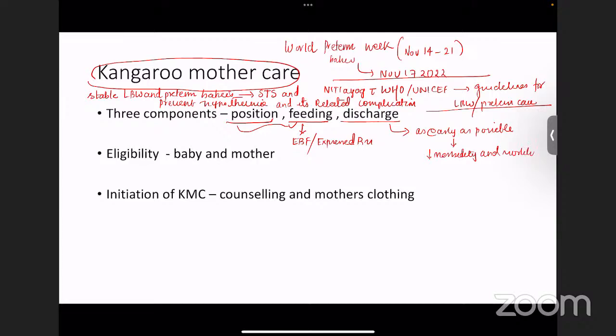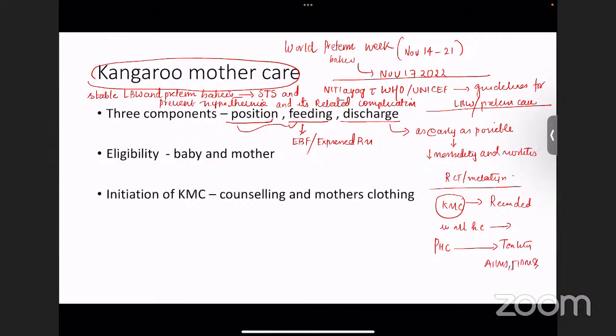There were retrospective studies, and many RCTs and meta-analyses confirm the effectiveness of KMC. Right now, KMC is recommended in all healthcare facilities, starting from the primary health center where delivery starts, till your tertiary care center, like AIIMS, JIPMER, or state medical colleges. KMC has become a standard recommendation for the care of low birth weight and preterm babies. As a result, it prevents the morbidity and mortality associated with these babies.